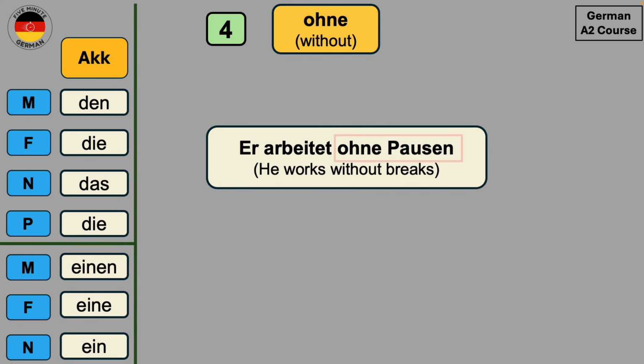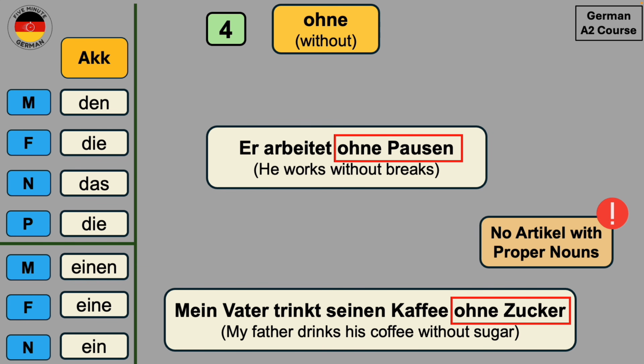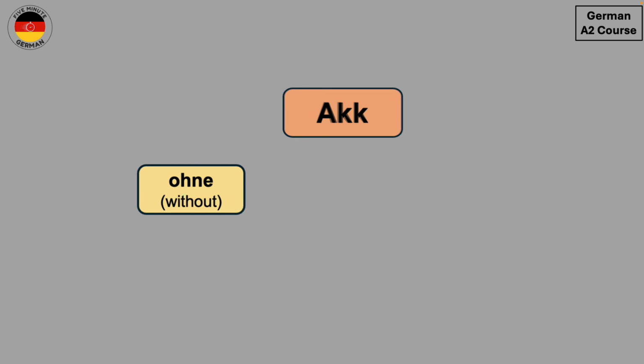So over here we have used ohne Pausen without an article because Pause, which means a break, and Pausen, which is the plural, is a noun. Another example can be Mein Vater trinkt seinen Kaffee ohne Zucker. My father drinks his coffee without sugar. Again over here we have not used any article because these are uncountable or plural nouns and we don't need an article with them. So this was ohne.